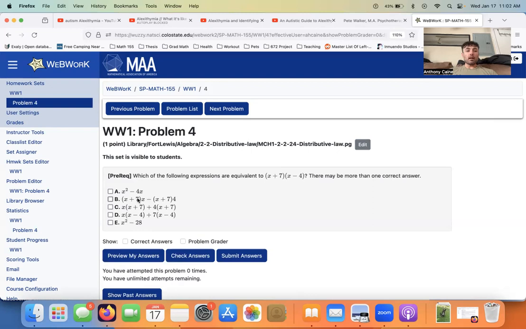So B is correct, because if you factor out x plus 7, then the first term is x and the second term is -4. So you'd have x plus 7 times x minus 4. Similarly, if you distribute the x minus 4, you're going to hit the 7, you're going to hit the x, right?